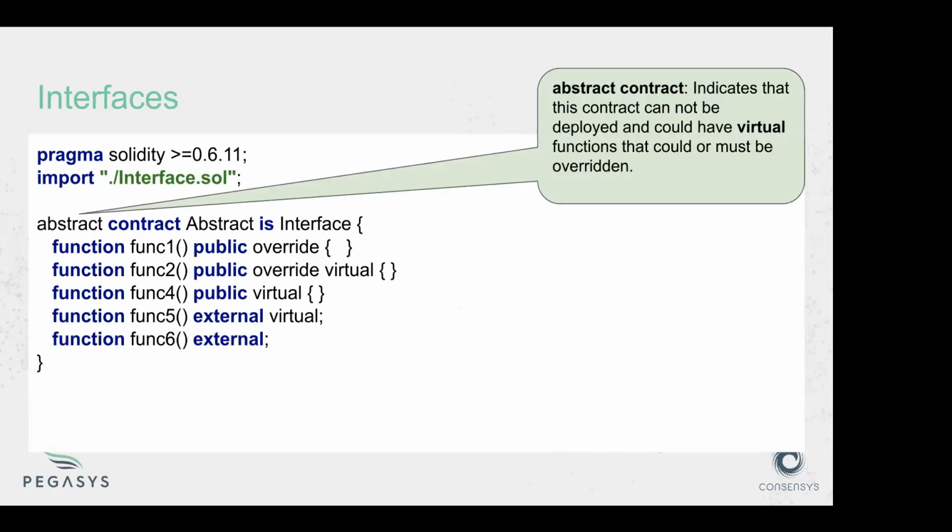However, you can have an abstract contract in 0.6 and later. And so abstract indicates that the contract should not be deployed. So it's indicating that some other contract is going to actually be the final implementation. And this contract provides some functionality, but it's not final. And so, yeah, you specify abstract.